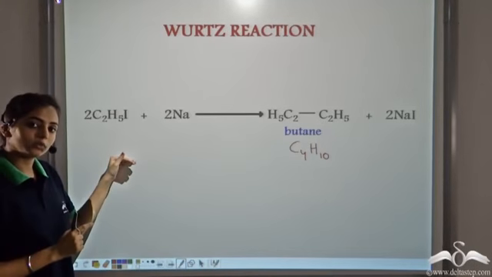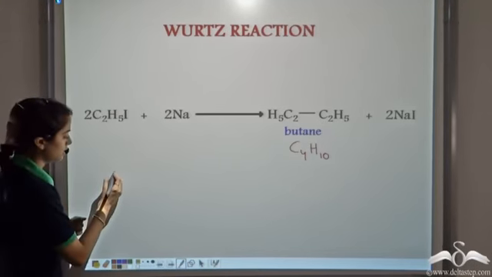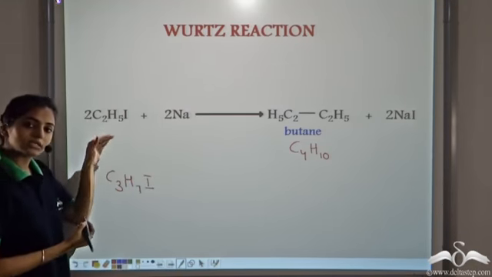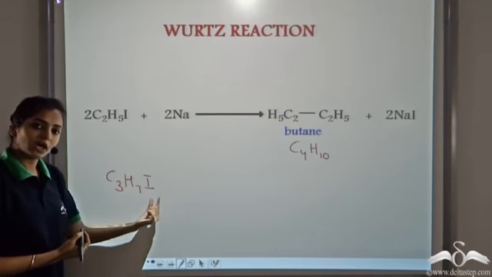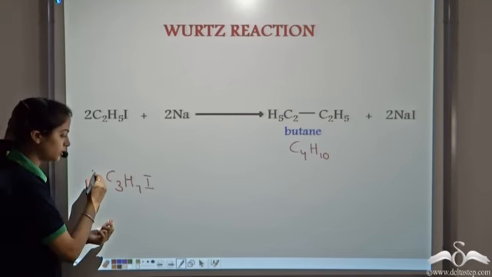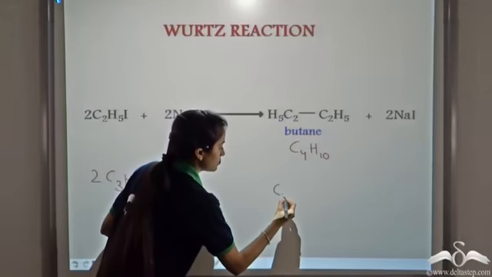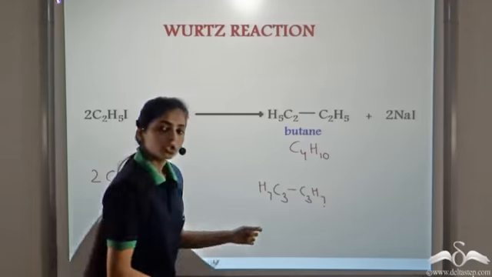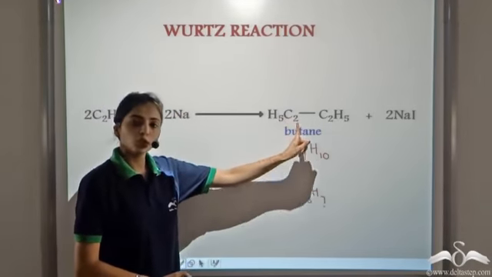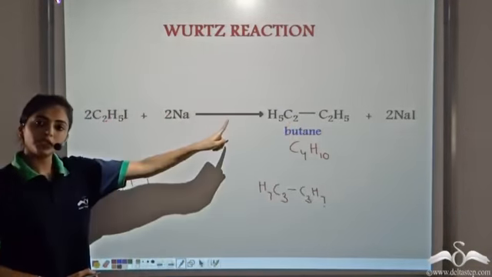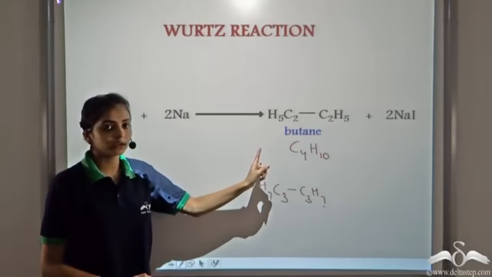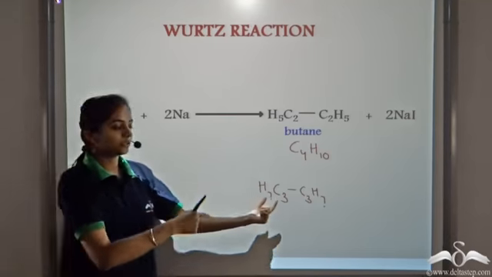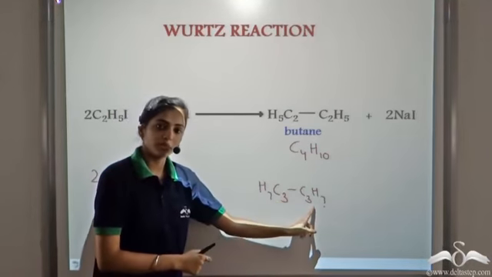Now if we take the higher one, say the third one will be C3H7I. This is the next higher alkane. So we have iodopropane. If we take two molecules, we'll get C3H7-C3H7. So you observe that in this case, the 2 carbon is doubling to give the alkane having 4 carbon atoms. If we start with an iodoalkane having 3 carbon atoms, the product is the alkane having 6 carbon atoms.